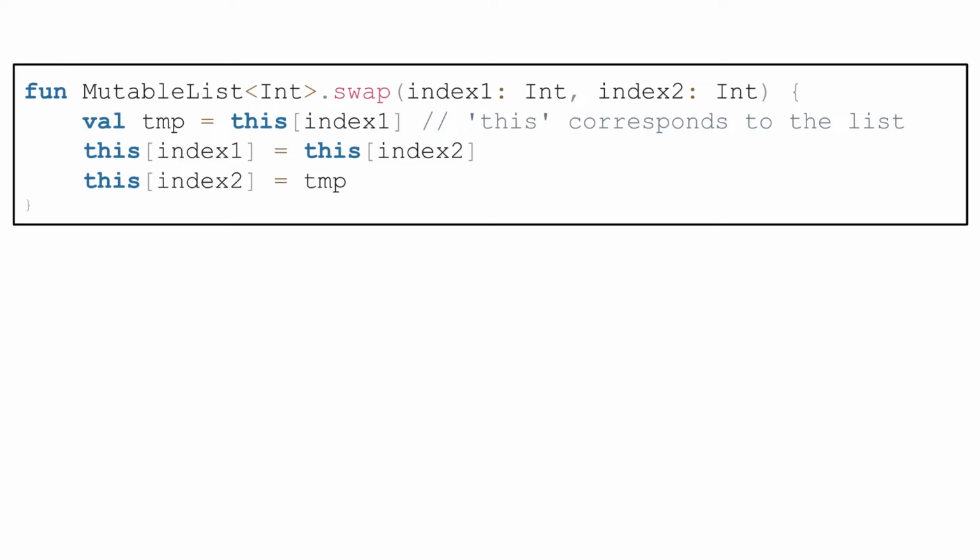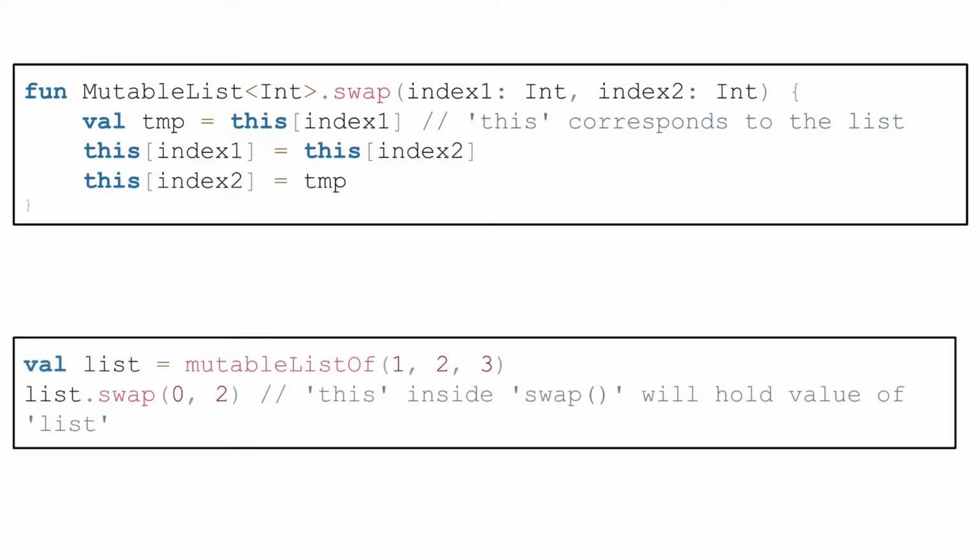So how do you call this function? If you have a mutable list of Int, say list, then you can call list.swap, and this inside the swap will hold the value of list. So this was a quick revision of Kotlin extension functions.